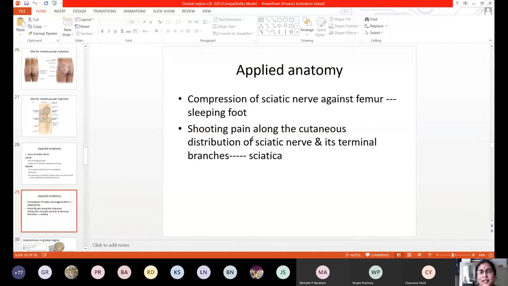Okay. And if there is compression of the sciatic nerve by prolapse of the intervertebral discs, especially in the intervertebral foramina, then there will be continuous radiating pain, cutaneous pain, in the area of the skin innervated by the sciatic nerve and its terminal branches. That shooting, radiating pain in the area of the skin supplied by the sciatic nerve and its terminal branches is known as sciatica.